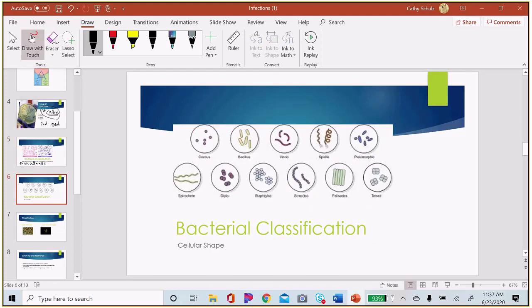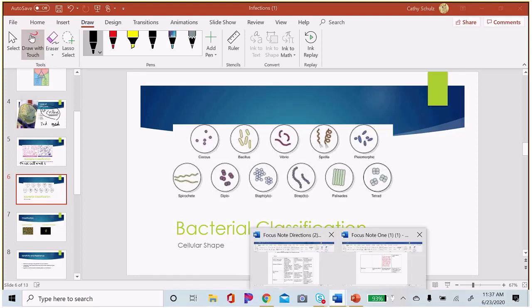Then we look at the shape. You said the gram negative had the thick cell wall? Yes. Okay. I'm just trying to remember microbiology, so thank you.